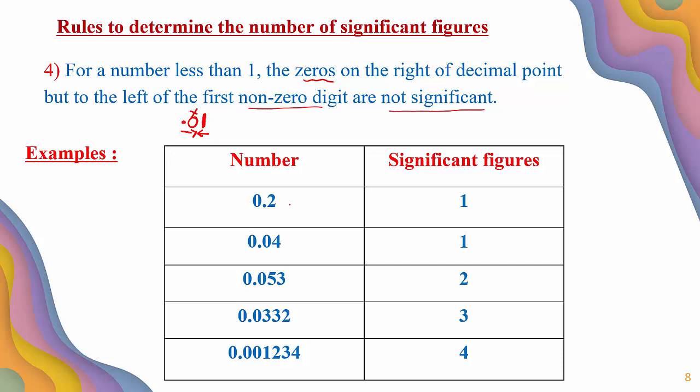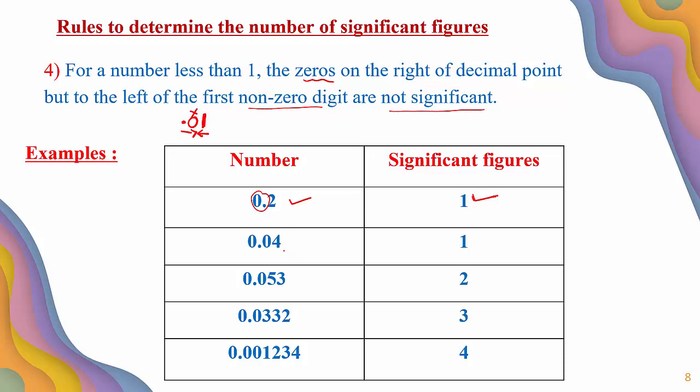You can observe the examples, then it will be very clear. The first example here is 0.2. Here only one significant figure. Why? Because you can observe the rule. The number is less than 1. Yes, 0.2 is also less than 1. The 0 on the right side of the decimal point, there is no 0 on the right side. But to the left of the first non-zero digit, here this 0 is to the left of the non-zero digit. So this is not significant. So only one significant figure is present.